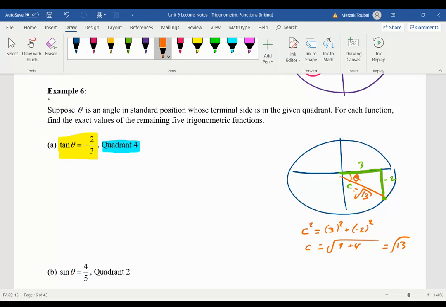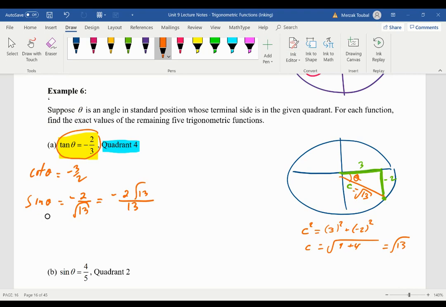Certainly. The easiest one to find is cotangent. Why? Because we already know tangent. Cotangent is the reciprocal of tangent, so negative 3 over 2. Okay, that's done. Now let's do sine. Sine is opposite over hypotenuse, so it's negative 2 over root 13. And then you have to rationalize, so it's negative 2 root 13 over 13.